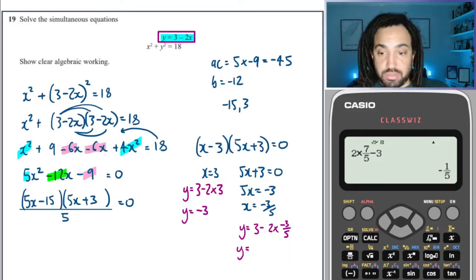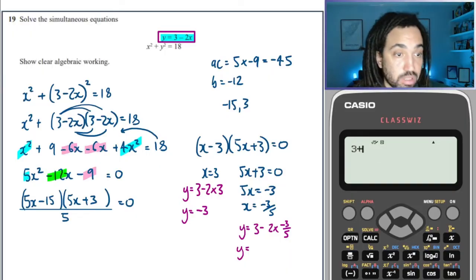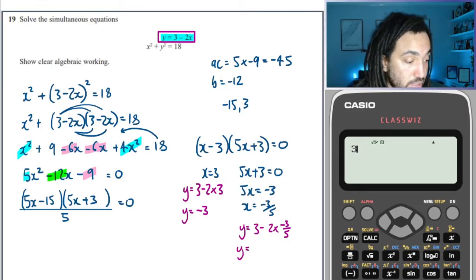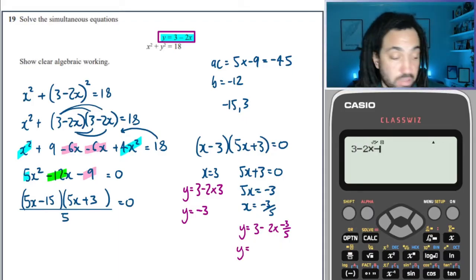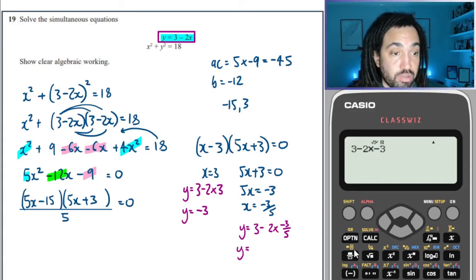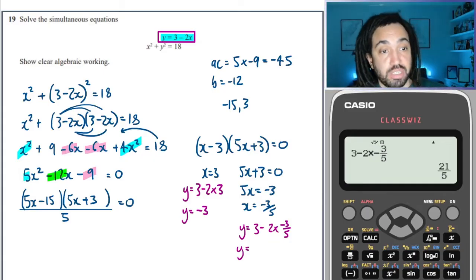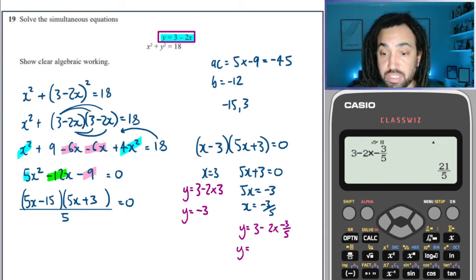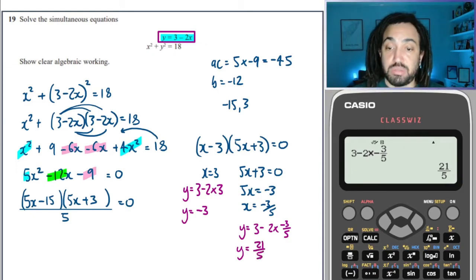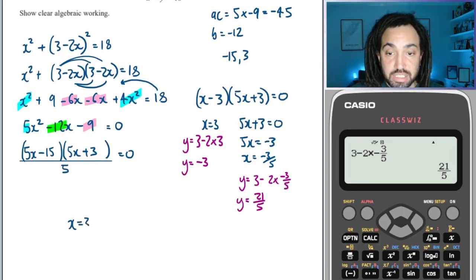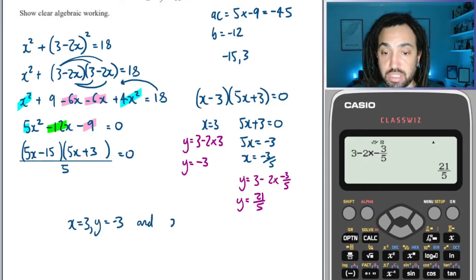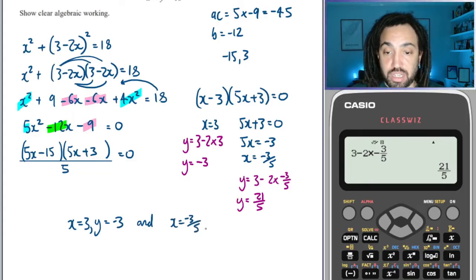And just to avoid embarrassing myself, I will do that on the calculator. So 2 times minus 3 over 5, and that is going to be 21 over 5. Sounds good to me. Let's just leave it like that, 21 over 5. And then I'm going to finish off by just pairing them up. So x equals 3 goes with y equals minus 3. And another solution, x equals minus 3 over 5 goes with y equals 21 over 5.